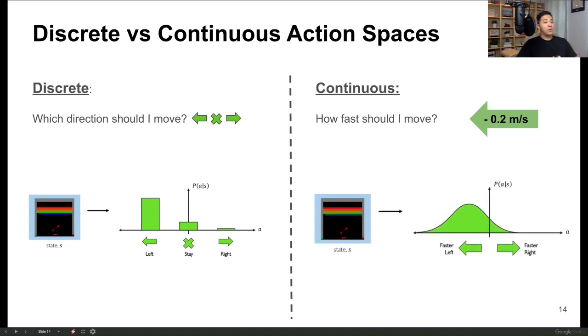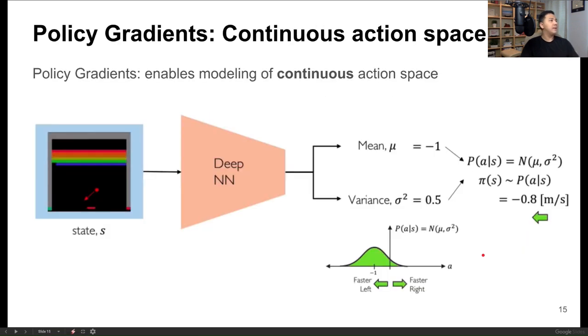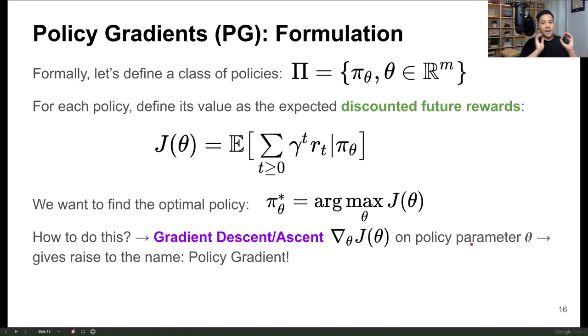So now instead of learning a discrete distribution, you learn a smooth, continuous distribution over the action space, and then you can sample from it to make your decision. So it supports continuous action space here. What the network would learn is the mean vector and the variance, right? And then from there you can sample an action, right? In this case, the action is to move negative 0.8 meters per second, which is moving to the left. Right. Cool.